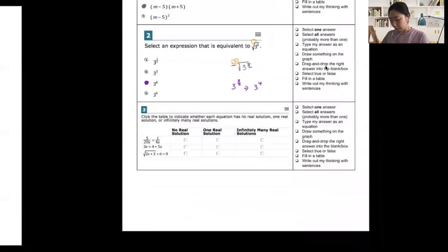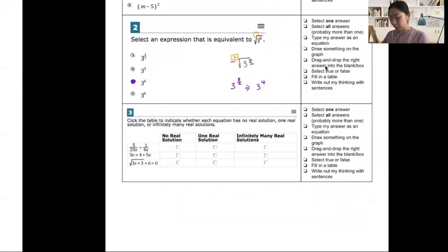All right, number 3 is slightly trickier. Before we fill in any option, I like to just solve it. So let's do this one first. Number 1. So number 1, we have 5 divided by 20x equals 1 over 4x. We cross multiply this and then this, right? All right, so what we'll have then is 20x times 1, which is 20x, equal to 4x times 5, which is also 20x.